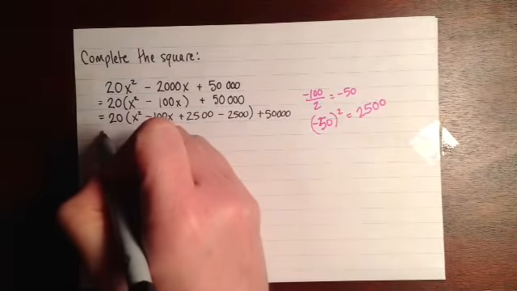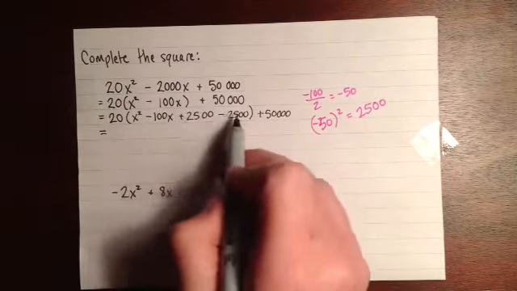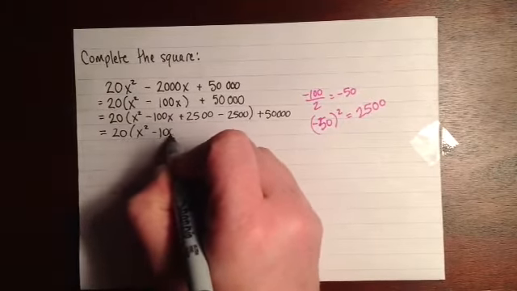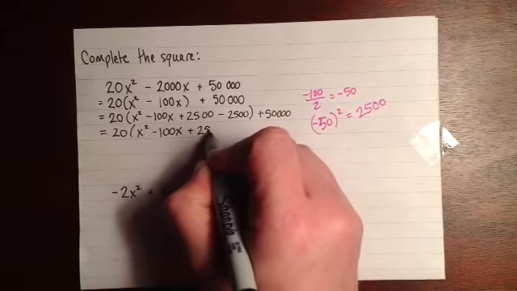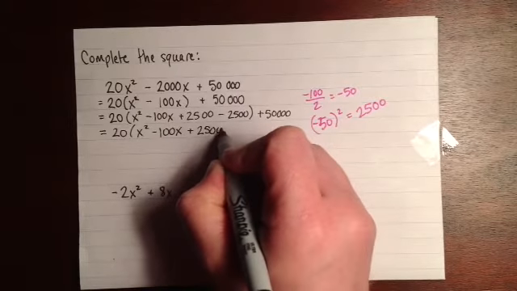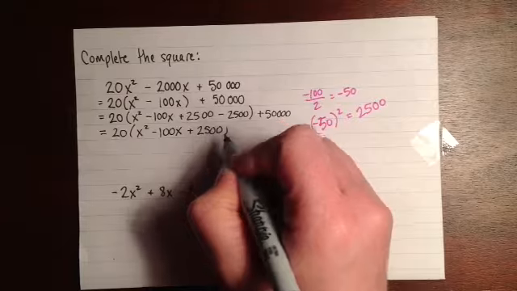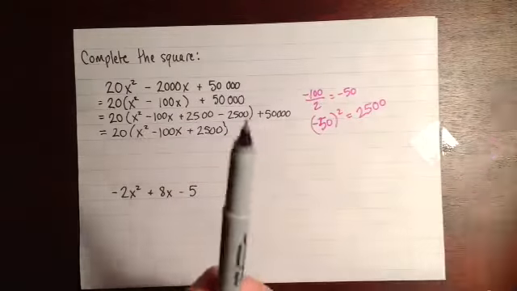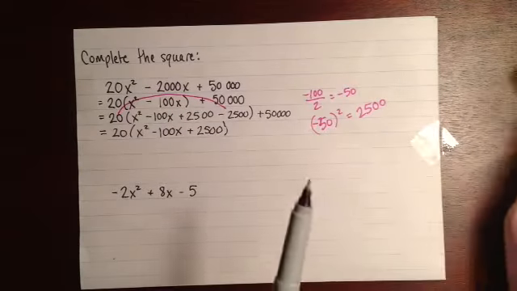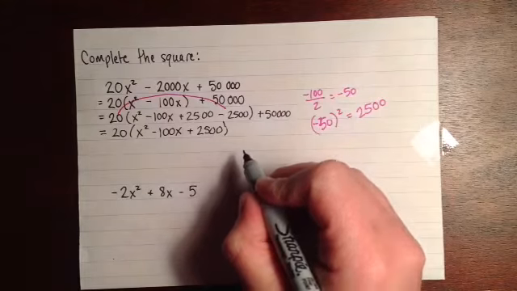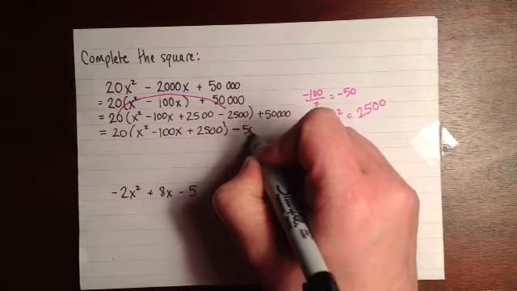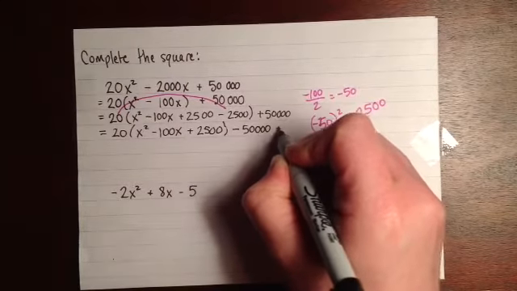Okay, here's the place to watch. We're going to take this out of the brackets, so we have to multiply it by 20 when we do that. x squared minus 100x plus 2500. And now I've got, let's put this in again, 20 times negative 2500. So that's going to be 50,000. So it'll be minus 50,000 plus 50,000.